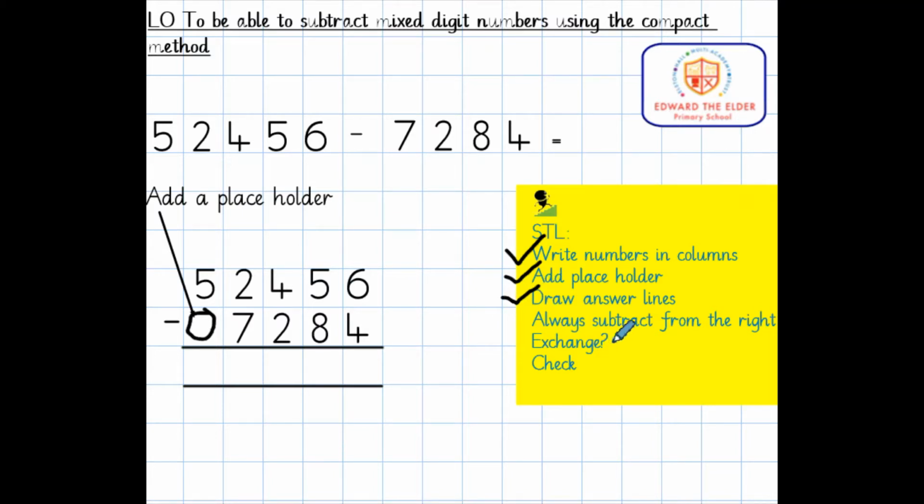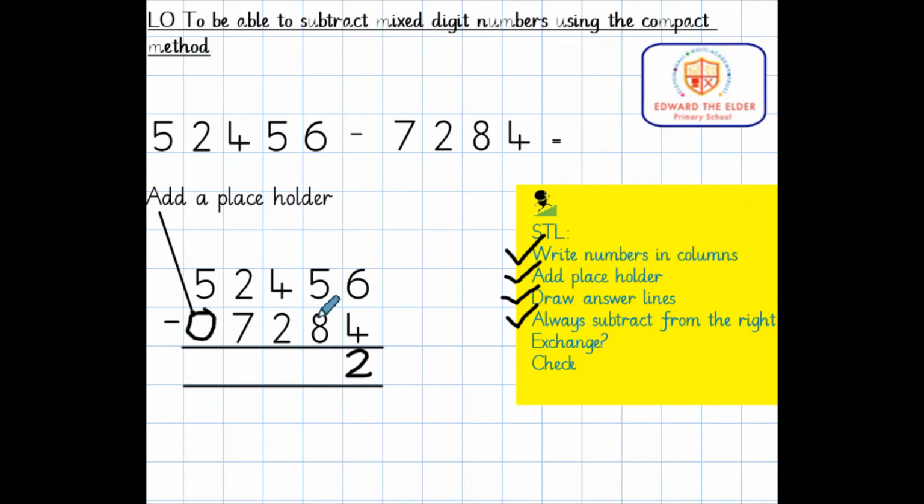My next step says to always subtract from the right. We are aware of this from our prior learning. So I'm going to start on the right. 6 subtract 4. We can do this as 4 is smaller than 6. So 6 subtract 4 is 2. I'll put that there. So I've started on the right. And I'm going to repeat this step.